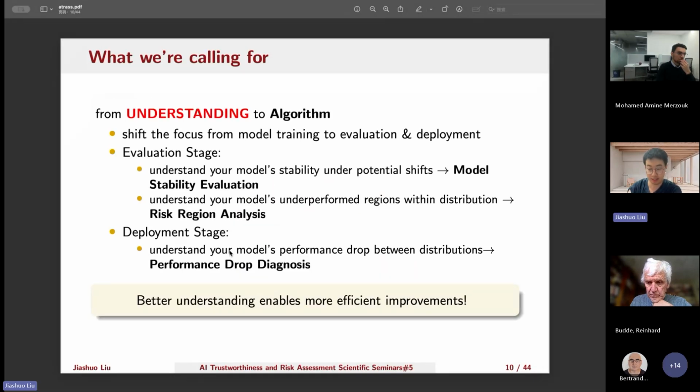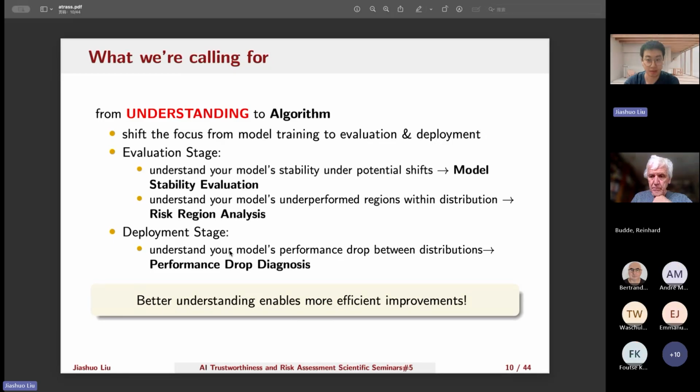So in this talk, what we are calling for is that maybe we need to shift the focus from model training to model evaluation and also model deployment. It is super important for us to really understand what kind of situations we are in, and also to understand our model's performance in greater detail. And also we need to understand the distribution shifts.